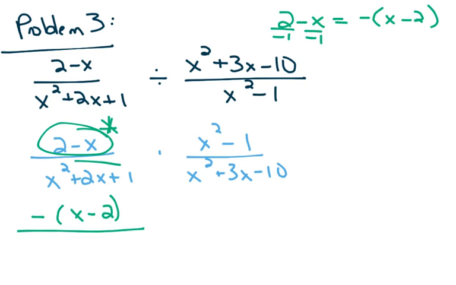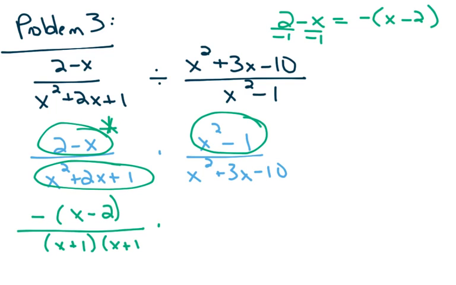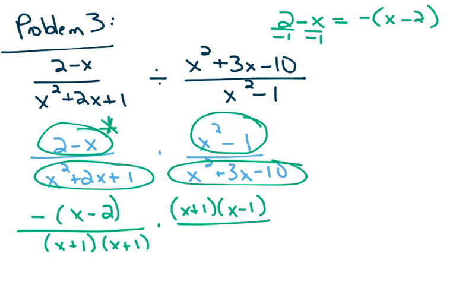All right, now I can factor the denominator. The denominator factors into x plus 1, x plus 1. This is our special difference of two squares. It factors into x plus 1, x minus 1. And the last polynomial factors into x plus 5, x minus 2, because 5 times negative 2 is negative 10, and 5 plus negative 2 is positive 3.